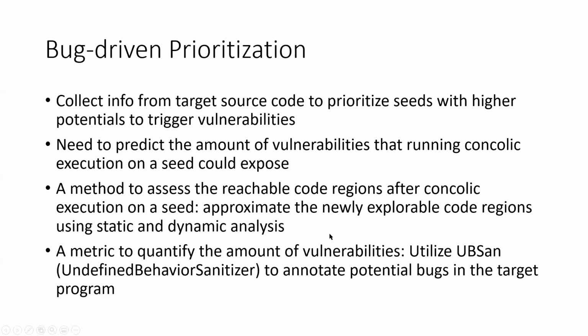So in order to do that, you need two things. Firstly is a method to assess what are the code regions that can be explored from an unexplored branch. Okay, so later there'll be an example. And then the second thing that you need is a metric to quantify the vulnerabilities. So it uses the undefined behavior sanitizer to label the potential bugs in the code.